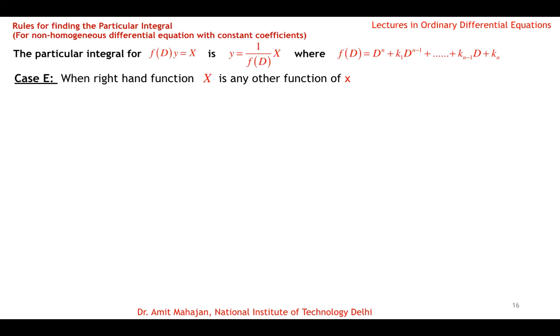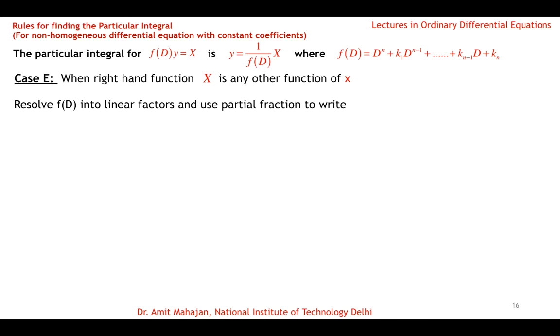Now one final case in this is when the right hand side X is any other function of x. That means the first four cases are not there. When it is not exponential, trigonometric sine cos, polynomial, or product of functions where one is exponential, and any other thing is there, then this fifth case can be applied. Or if you do not want to apply any of the first four cases, then this fifth case is applicable to the first four cases also.